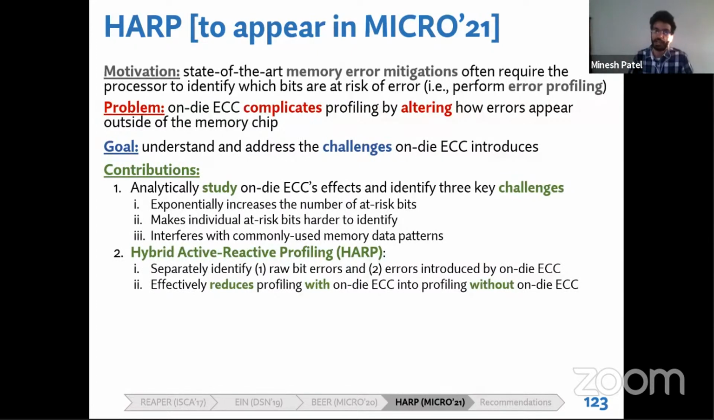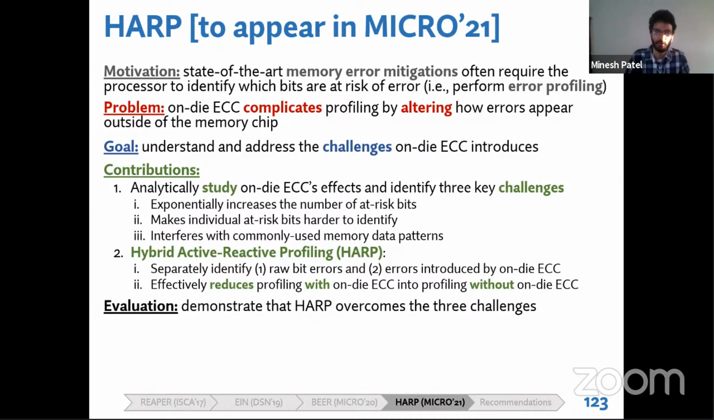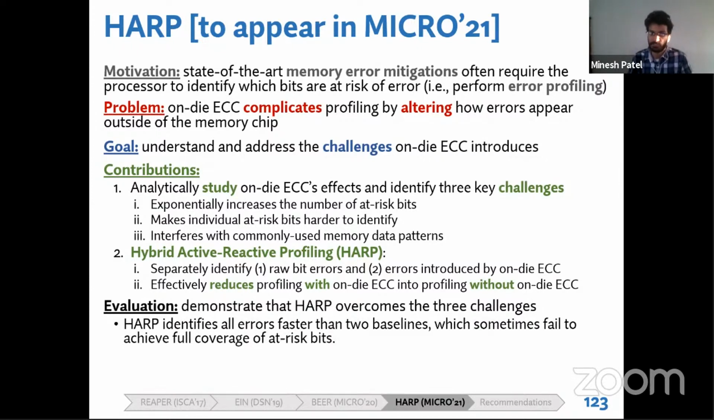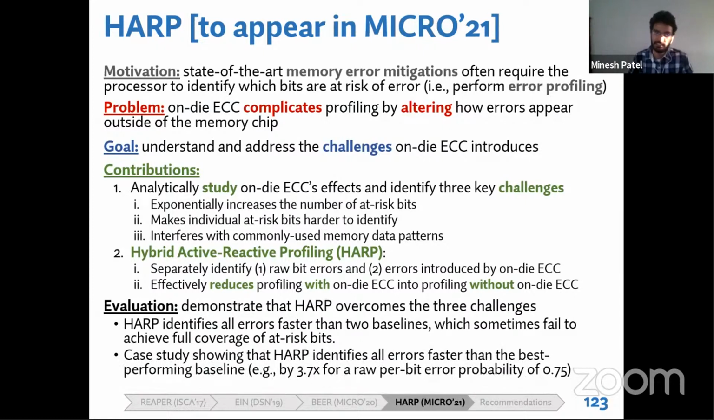Second, we introduce hybrid active-reactive profiling, or HARP, which separately identifies raw bit errors and errors introduced by on-die ECC. In doing so, HARP effectively reduces profiling with on-die ECC into a problem of profiling without on-die ECC. Through our evaluations, we demonstrate that HARP overcomes the three challenges that we described. We show that HARP identifies all errors faster than two baseline profiling mechanisms, which sometimes fail to achieve full coverage of at-risk bits. And we provide a case study that shows that HARP identifies all errors faster than the best performing baseline, as an example result by almost 4x given a raw bit error probability of 0.75, which I'll describe further in our evaluation section.